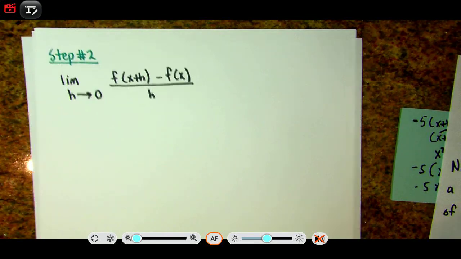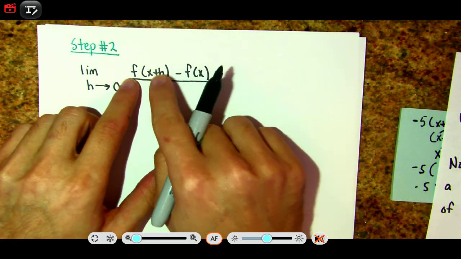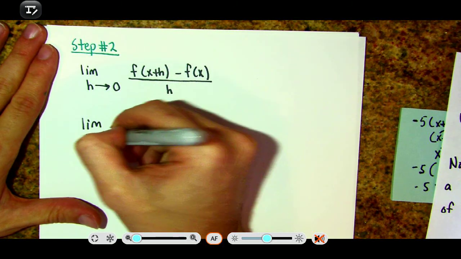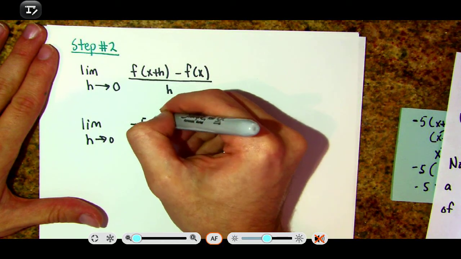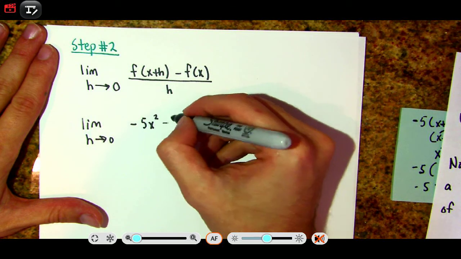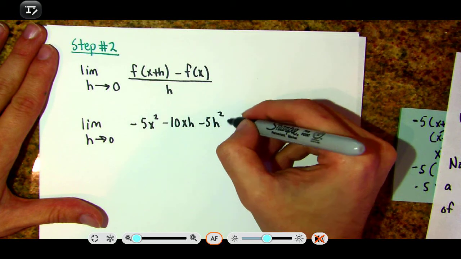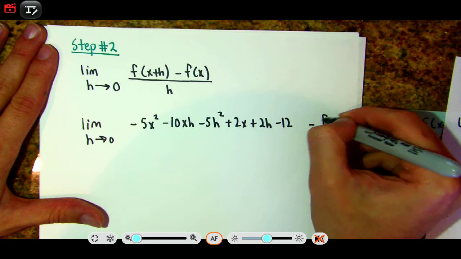Step 2, we're just going to substitute what f of x plus h was. So now here we have the limit as h approaches 0. Now what was f of x plus h? It was negative 5x squared minus 10xh minus 5h squared plus 2x plus 2h minus 12 minus f of x, all over h.